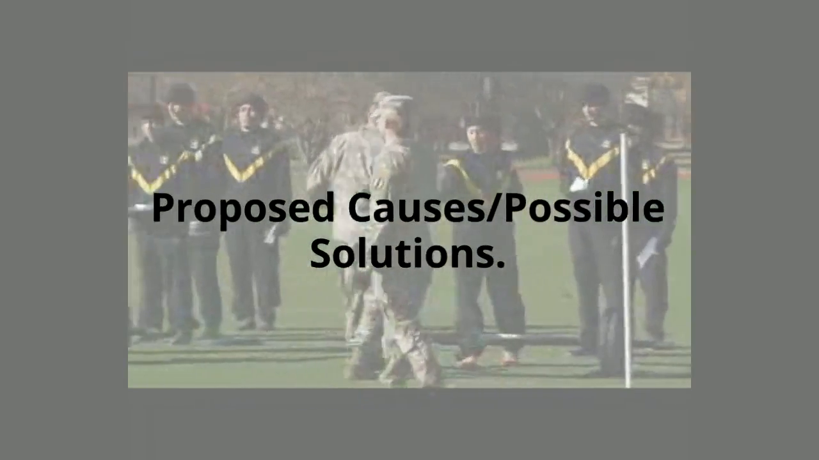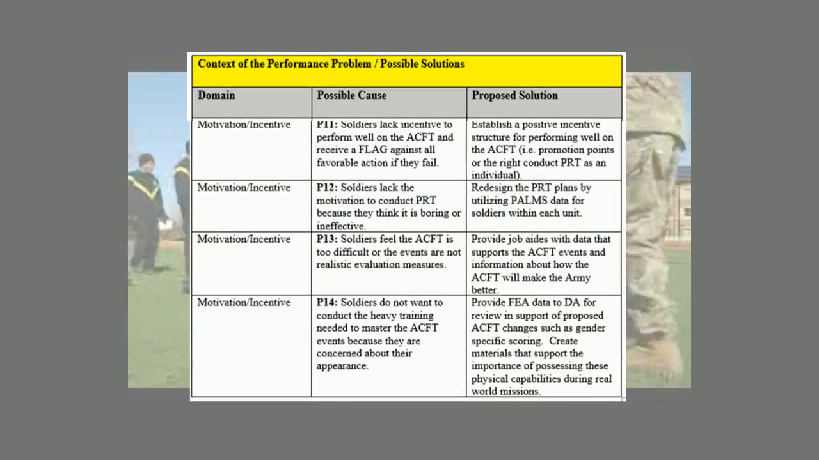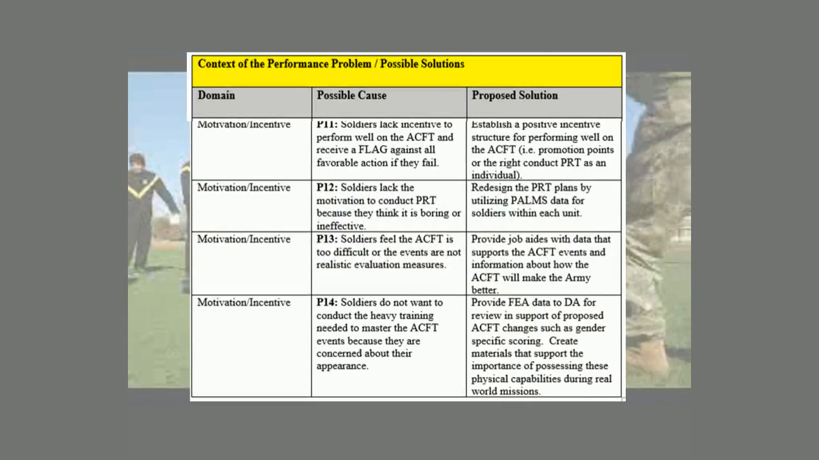There are 4 proposed causes and solutions in the motivation incentive domain. They range from soldiers lacking incentive to perform well, soldiers not having the motivation to conduct PRT, soldiers don't believe that the ACFT is a realistic measure, or soldiers don't want to do the heavy weight training involved.